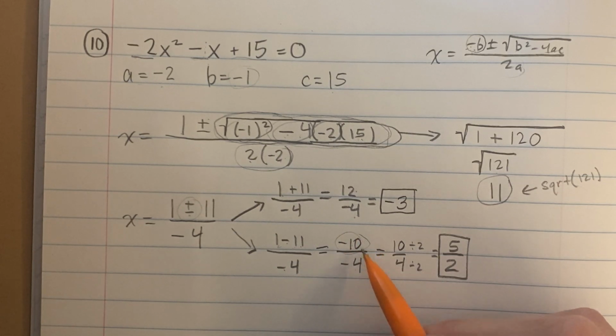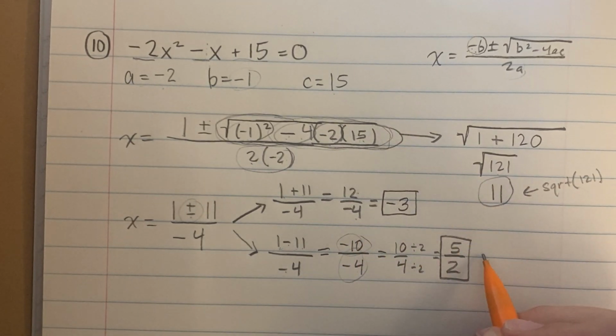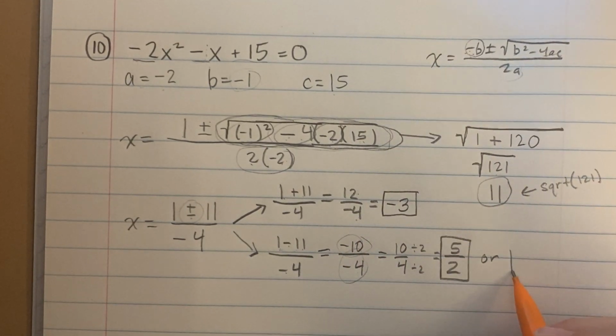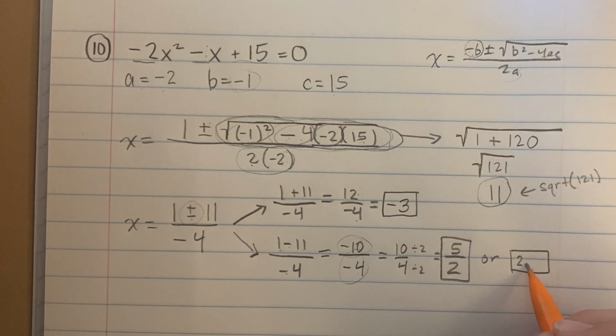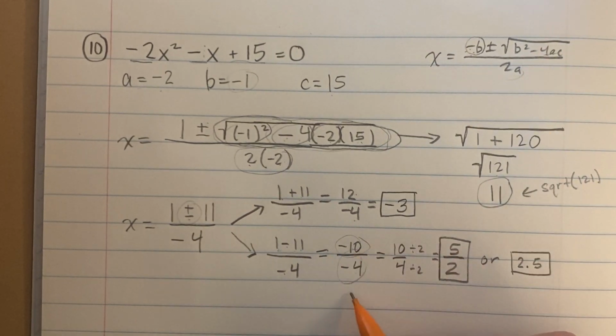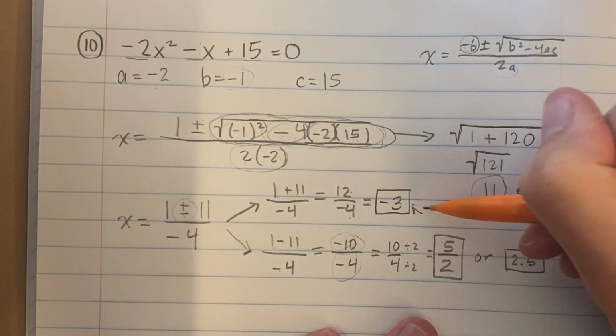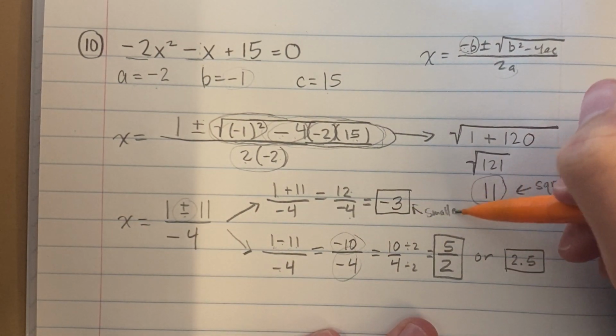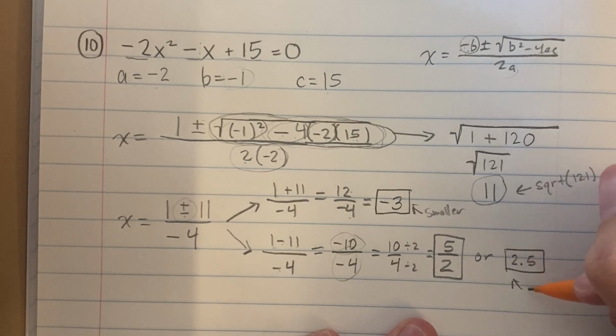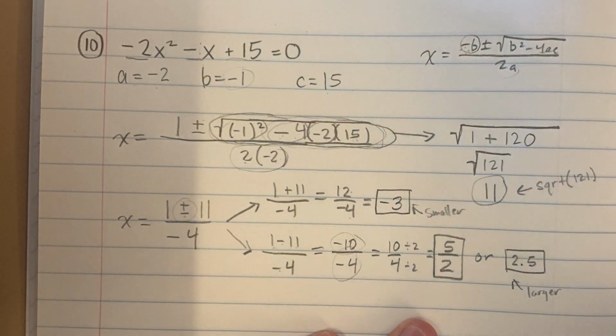If you just put -10 divided by -4 in your calculator, you would have gotten a decimal. That would have been fine too. And 5 divided by 2 or 10 divided by 4 is 2.5. Okay? And in this case, you can see this one's negative, so that one's going to be your smaller answer, and this one is positive, so it's going to for sure be larger than the negative answer.